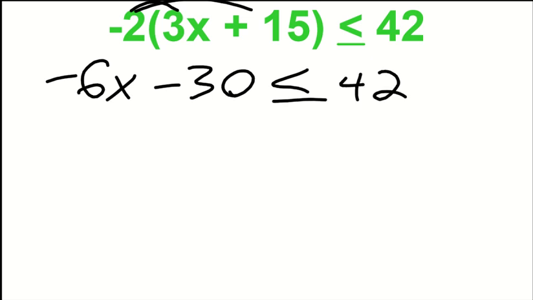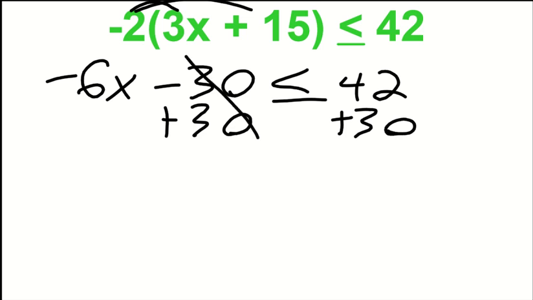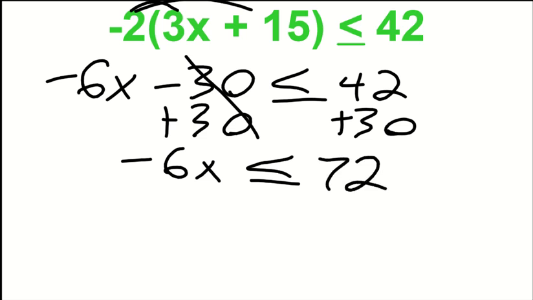All right, now what do I do? I solve, but what do I do specifically here? There's no like terms. Yeah, we're going to add 30. We get rid of addition or subtraction, just like with an equation. So we go plus 30, plus 30. Those cancel. I got negative 6x less than or equal to, that makes 72.